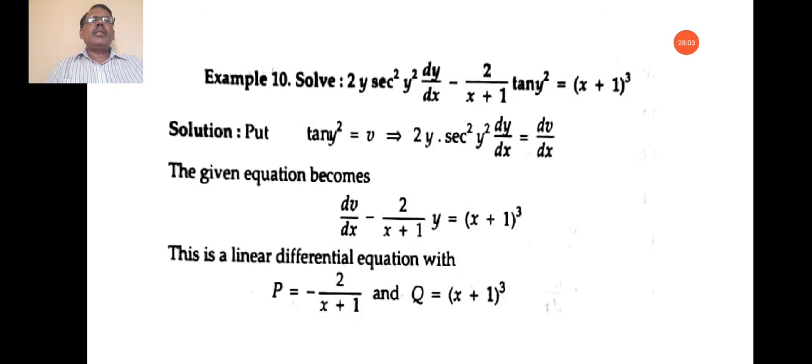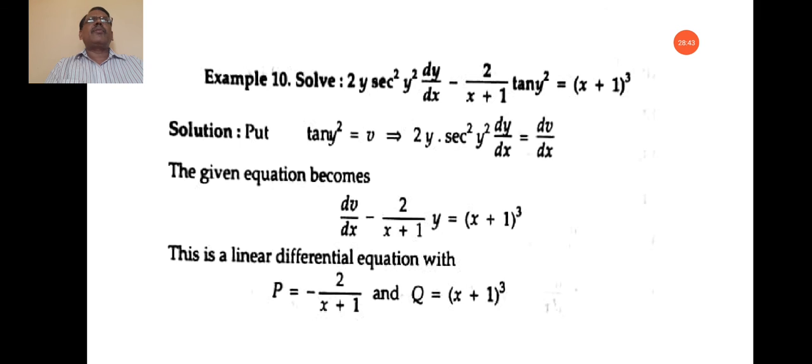So here this is in the standard format, because the derivative of tan of y square is secant square y square into 2y into dy by dx. So already it has the derivative as a coefficient of dy by dx. Therefore put tan of y square is equal to v, and its derivative is 2y secant square y square dy by dx, that is equal to dv by dx. Then the given equation becomes very simple: dv by dx minus 2 by x plus 1 into v is equal to x plus 1 whole cube.